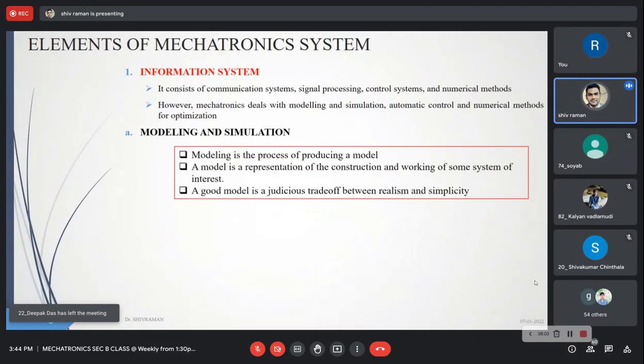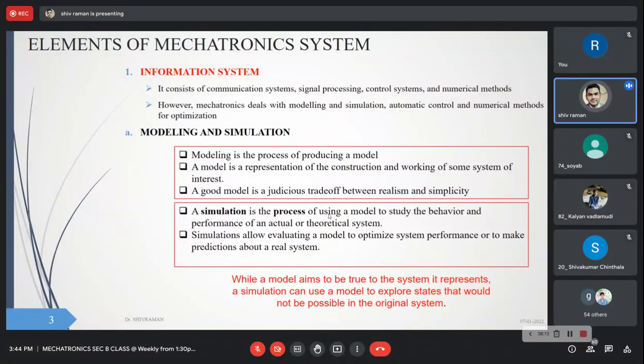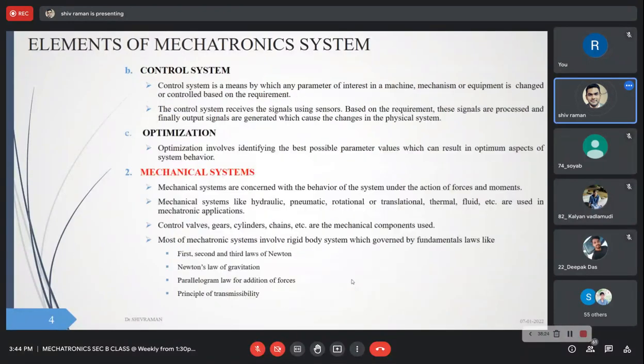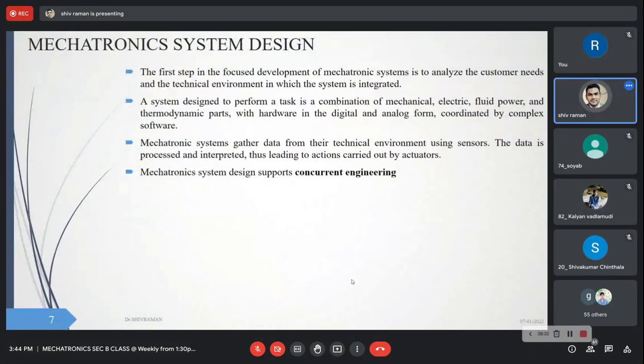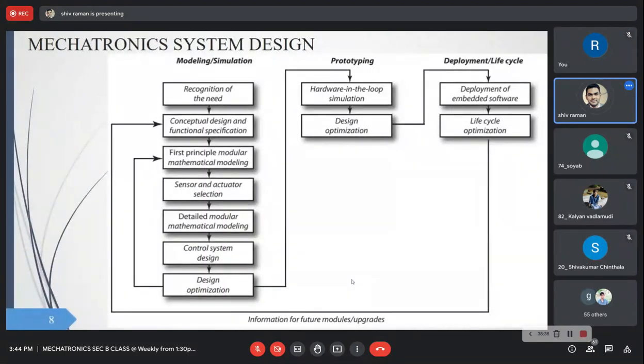So you have modeling and simulation. What I have told you is that you should choose a good model. It should have a judicious trade-off between realism and simplicity. Okay, like the simulation. So this is a note: a model aims to be true to the system, and simulation can be used to use a model to explore the state. Okay, then you have control system optimization, then mechanical system, electrical and electronic system, then computer system. Okay, and then this is also a life cycle of a product. So this is a typical window of an information system of a mechatronic system.